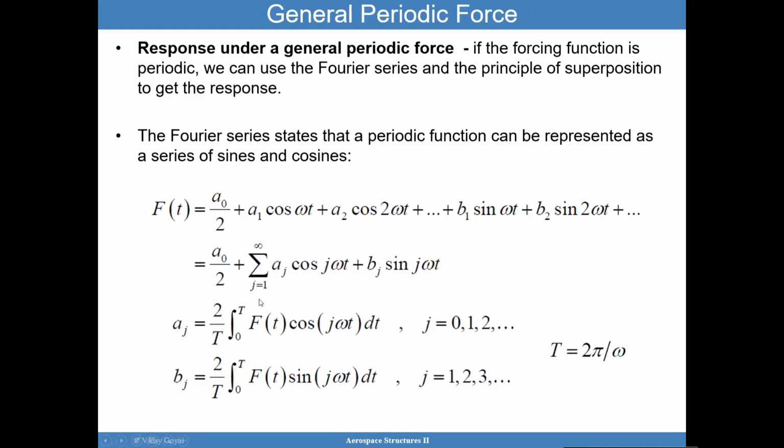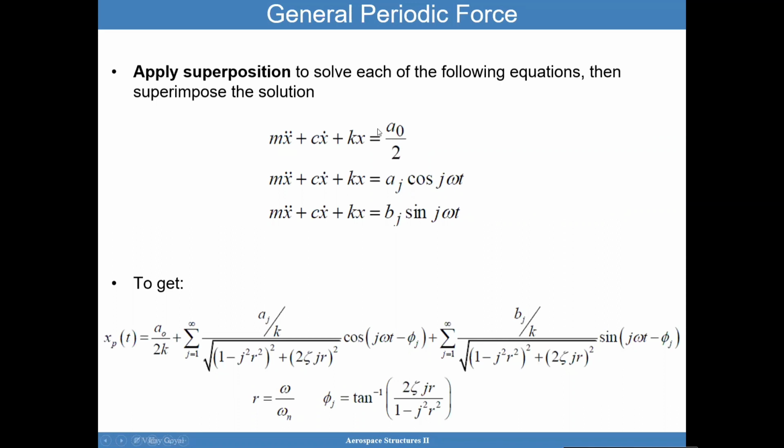You can see here that this periodic function is made up from these terms. And so I can superimpose the solutions. The first equation looks like this, the second equation looks like this, and the third equation looks like this. And I can find a general solution for each of these and superimpose the solutions. And when I do that, I get the particular solution as the one here.